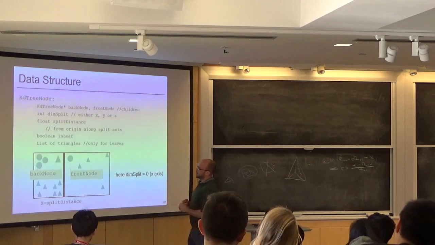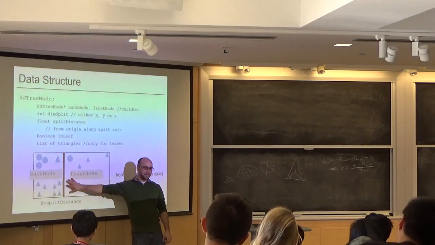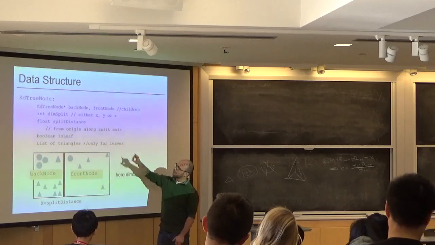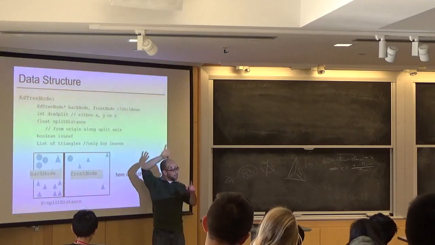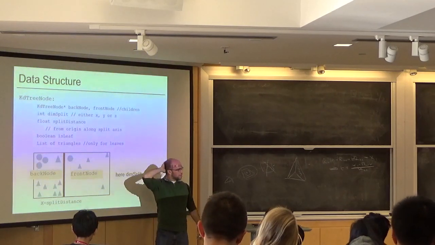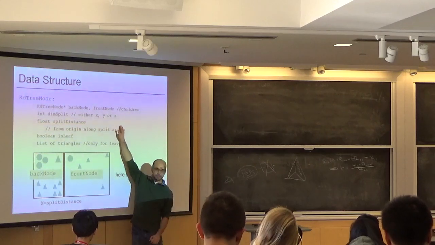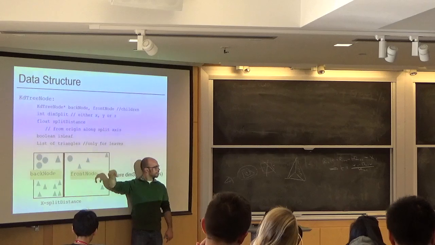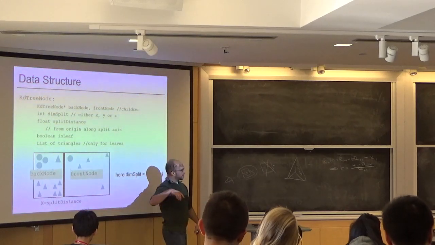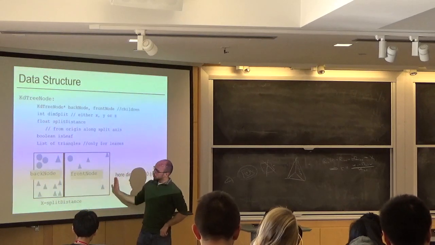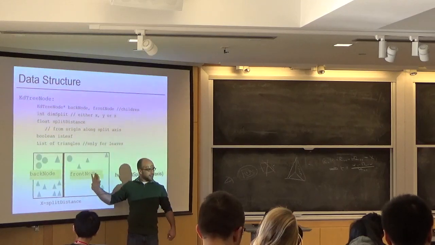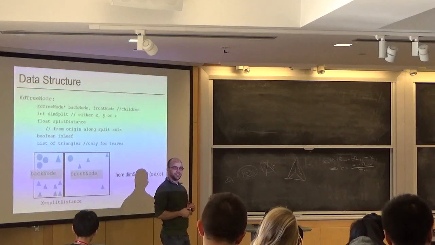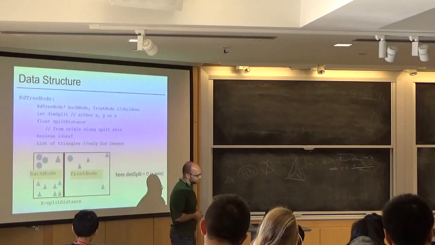Right. So the idea is that you have two different boxes here. We'll call them front and back, and those are also KD tree nodes, right? Because it's recursive. The int, that's the dimension split, would be 0, 1, or 2 here. It just says whether I split on X, Y, or Z. And there's a split distance number, which is the position on this axis that is the location of the split. Does that make sense?